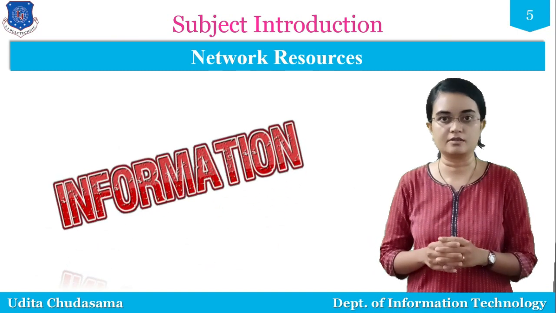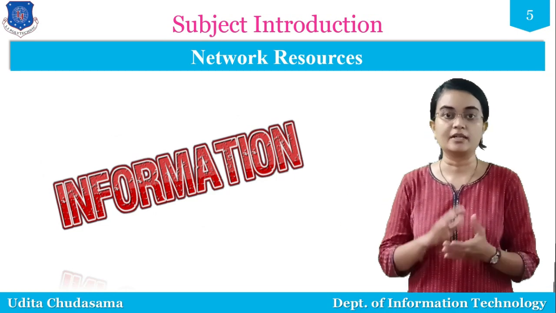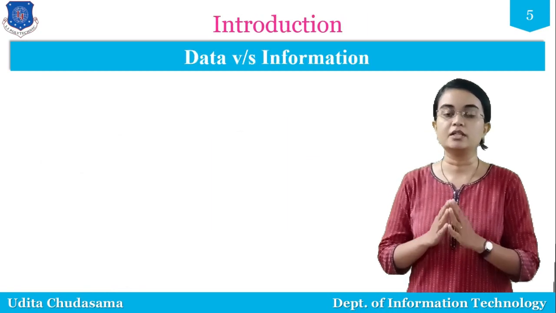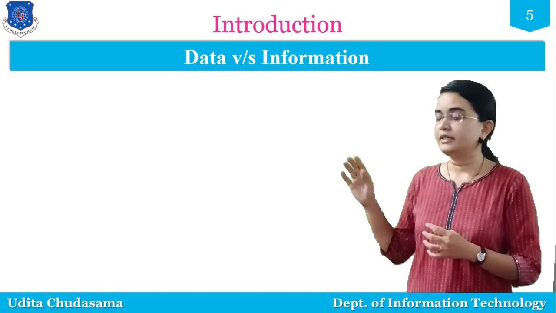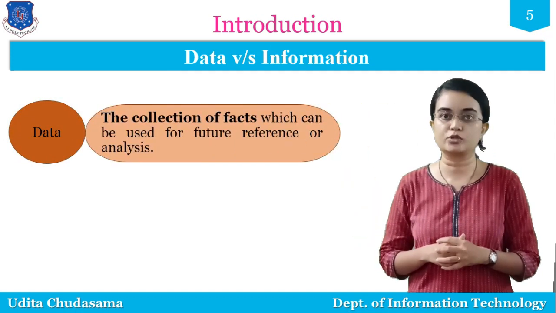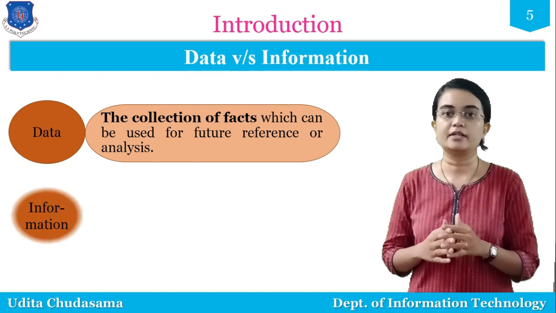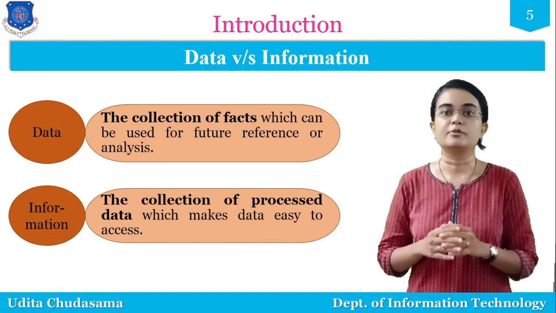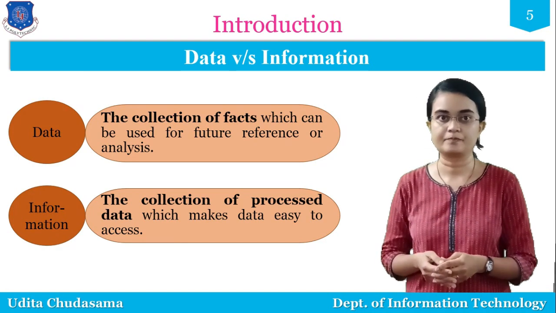Generally, for a layman's understanding, the words data and information have the same meaning. But as an IT professional, information and data are two different words with their individual meaning. So let us see them one by one. Data can be defined as a collection of facts which can be used for future references or analysis. And information can be defined as the collection of processed data. That means the facts will be stored in a particular structure which makes the data easy to access.